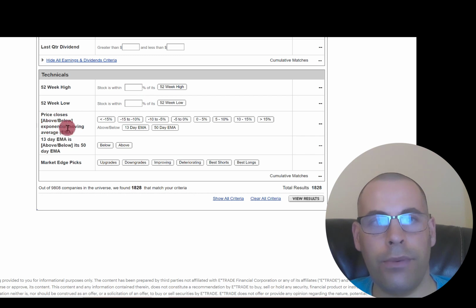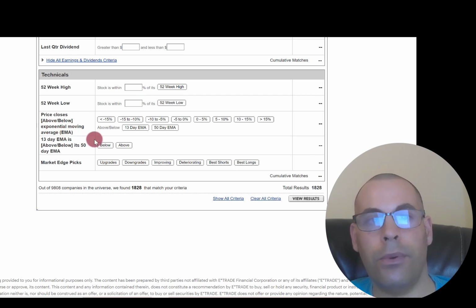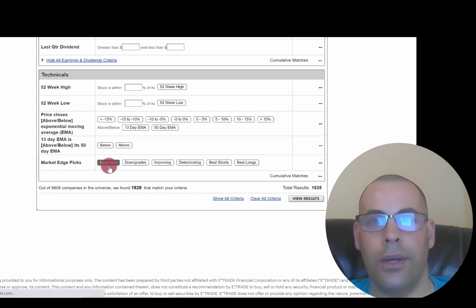The exponential moving average is a popular technical indicator. It is similar to the simple moving average, but it places more weight on the recent stock prices. And if you only want to invest in stocks that Market Edge labels upgrades, you can do that as well.